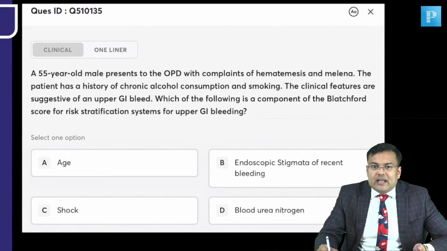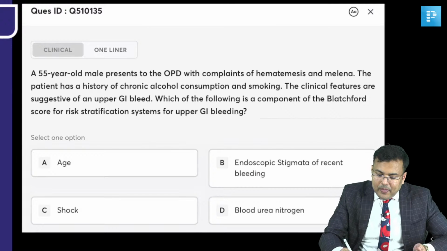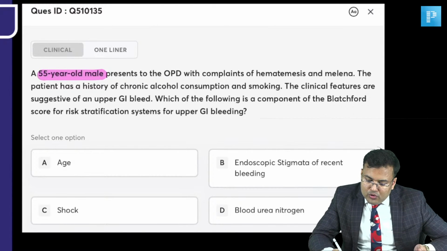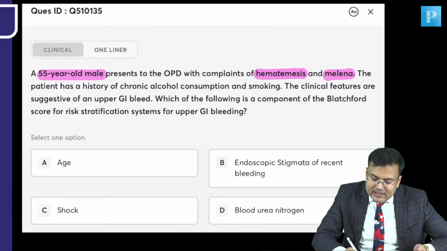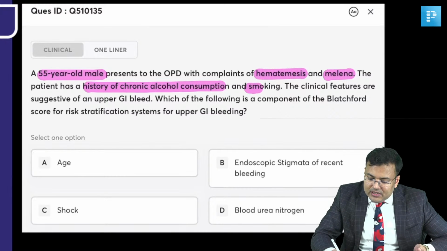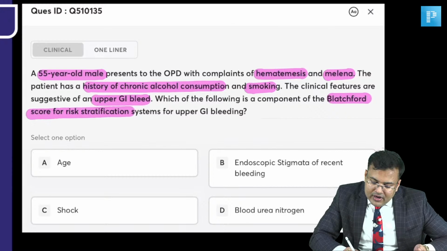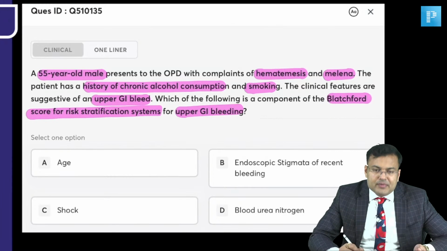Again, an easy question, guys. Tell me the correct answer here. A 55-year-old male is brought to the OPD with complaints of hematemesis and melena. The patient has a history of chronic alcohol consumption and smoking. Clinical features are suggestive of upper GI bleed. Which of the following is a component of the Blatchford score, a risk stratification system for upper GI bleeding?